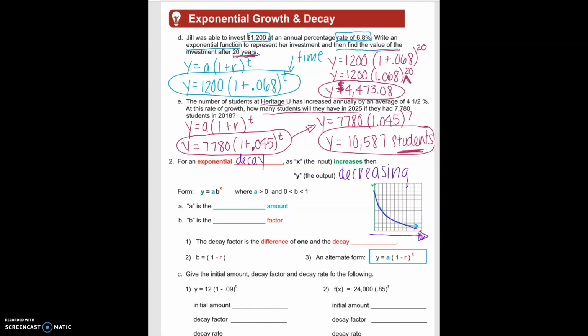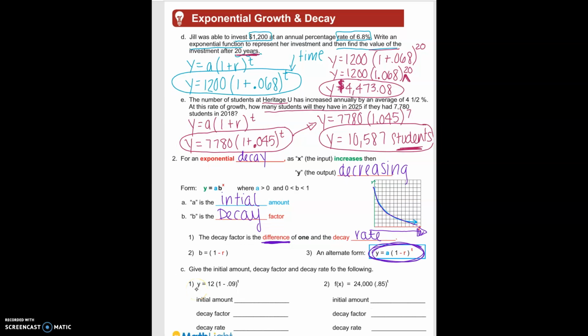Okay, so not much changes except, A is still our initial amount, and B is our decay factor now. Instead of growth factor, we're decaying. And the decay factor is the difference of 1 and the decay rate. So all the words are kind of the same, except instead of growing and adding, we're decaying and it's the difference. So B is 1 minus r. So here's our formula we're going to work with now.